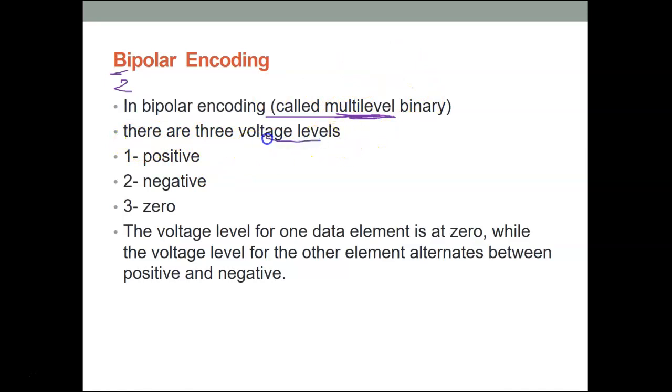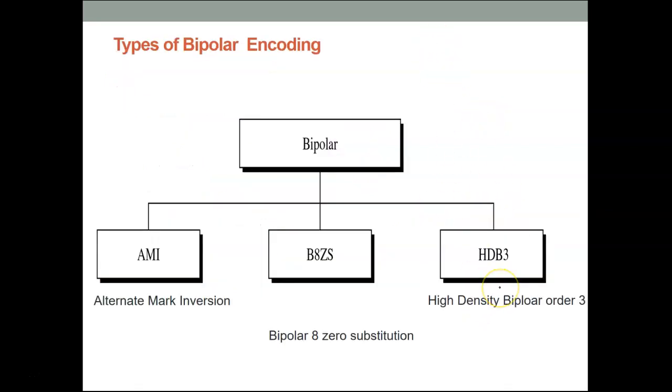There are 3 voltage levels. You remember, unipolar 1, polar 2, bipolar you have 3 levels, which are positive, negative, and also 0. So the voltage is at 0, while the voltage level of the other element alternates between positive and negative. You start from 0, you can go up or down. For bipolar, we have alternate mark inversion, and these are 3 types of them. We will not discuss in this lecture how to do the encoding. If you want, you can do more reading if you want to expand your knowledge in this regard.